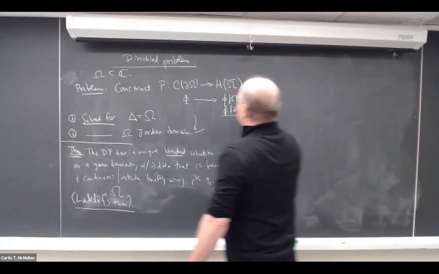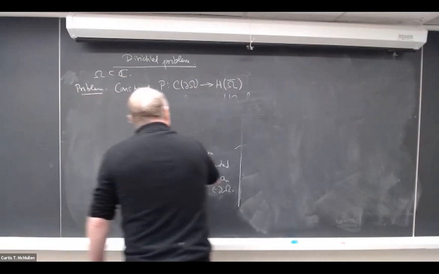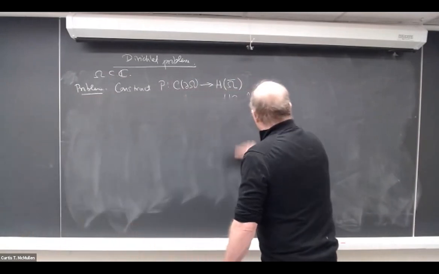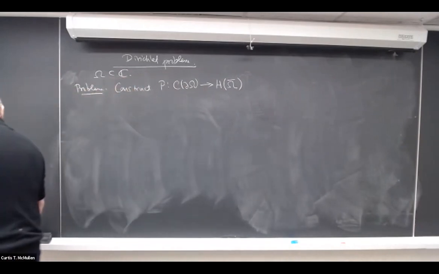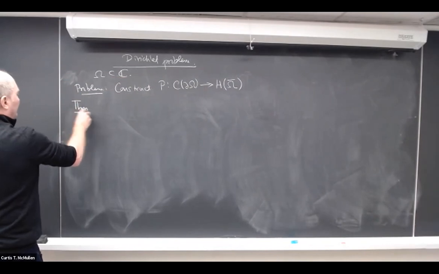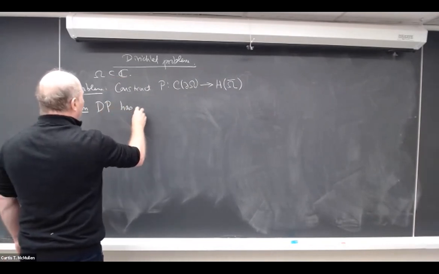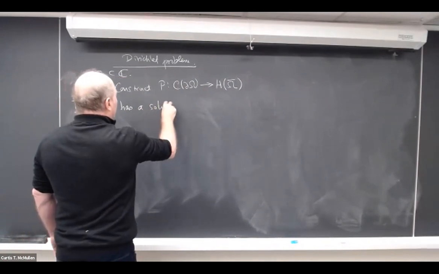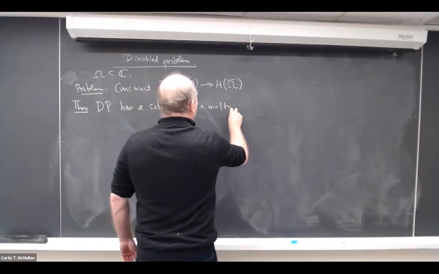Okay, so now comes, I think, one of the most beautiful arguments in potential theory. This is the proof that the Dirichlet problem has a solution on a multiply connected domain.